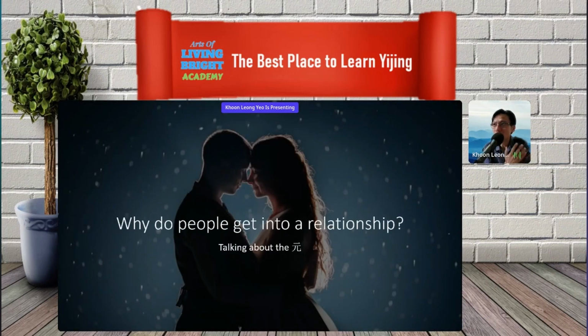Just now I was asking what the intention is. So why do people get into a relationship in their mid 40s? When it comes to the mid 40s, it's a bit different already. They don't want commitment, seriously.